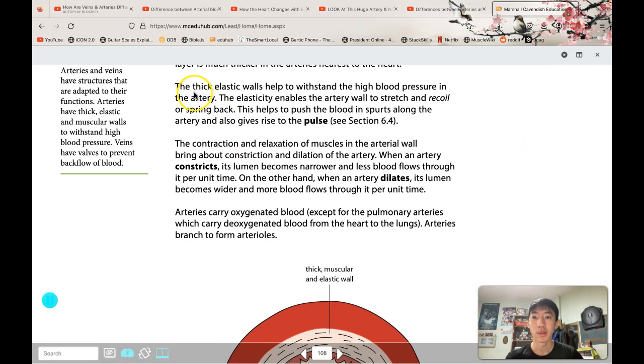So as we were saying, this thick elastic wall helps to withstand the high blood pressure in the artery. The elasticity enables the artery wall to stretch and recoil, or spring back. This helps to push the blood in spurts along the artery and also gives rise to the pulse. The word pulse is basically you can feel the movement of blood through your body.